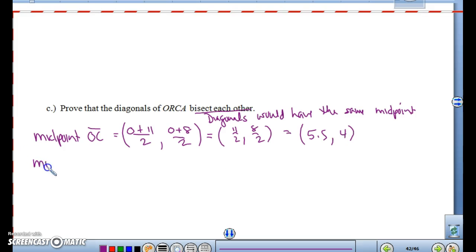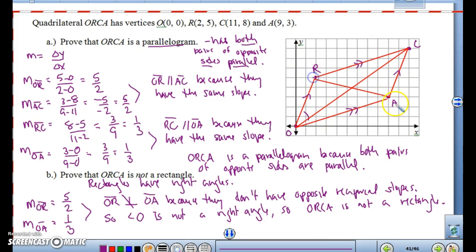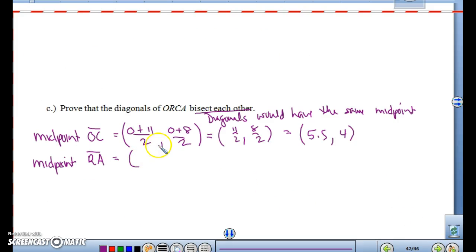Now, let's find the midpoint of the other diagonal. The other diagonal is RA. All right, using my coordinates, make sure that you use R and A here. So the coordinates of R and A here are (2, 5) and (9, 3). So we have 2 plus 9 divided by 2 for the x's, and then 5 plus 3 divided by 2 for the y's. All right, 2 plus 9 is 11 over 2. 5 plus 3 is 8 over 2, which actually works out nicely again to be (5.5, 4).